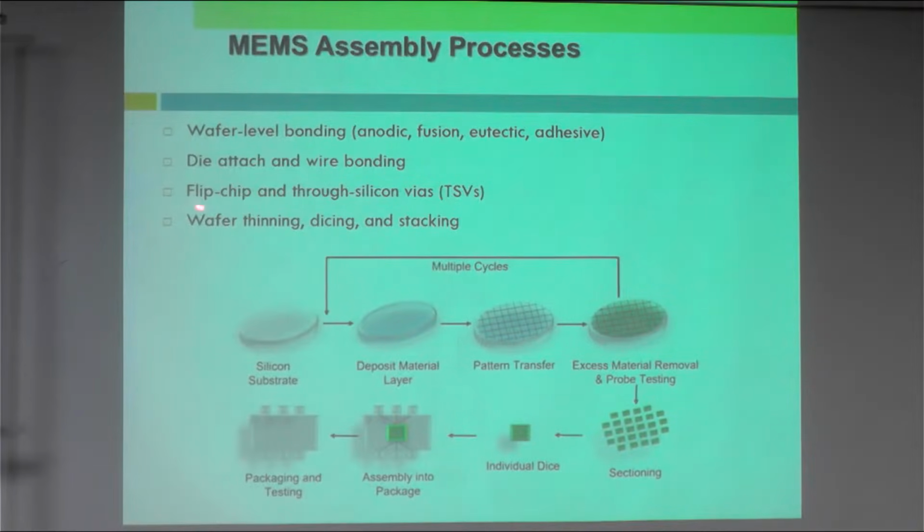Then we have flip chip and through silicon via, which we are going to look at, and wafer thinning, dicing and stacking. So this is a typical process of MEMS. You have a silicon substrate, as we have learned before, and deposit material layers. You do the patterning to get the device done. Then you remove certain material using etching. Then sectioning or dicing: you dice every single component, for example. Then you have your single component. Then you attach it with a package, and you have your packaging. The packaging is what we have shown in the MEMS microphone.